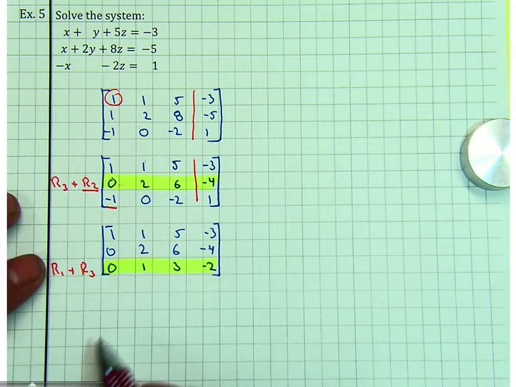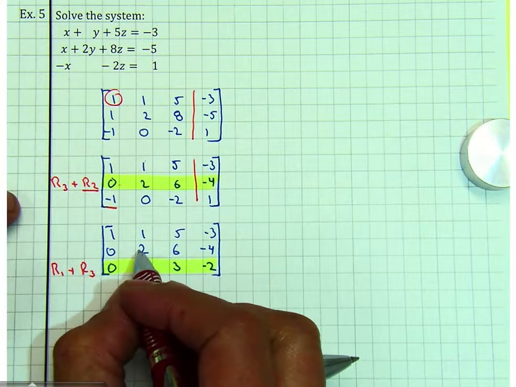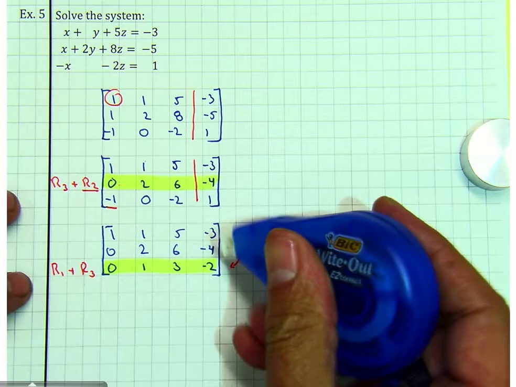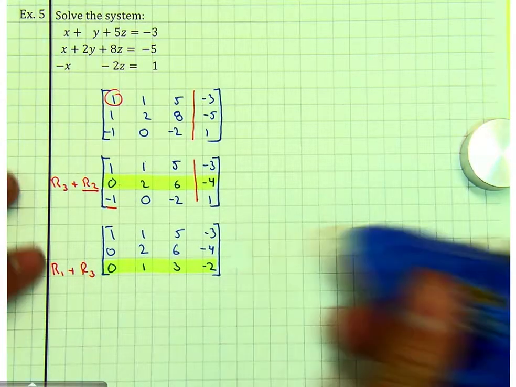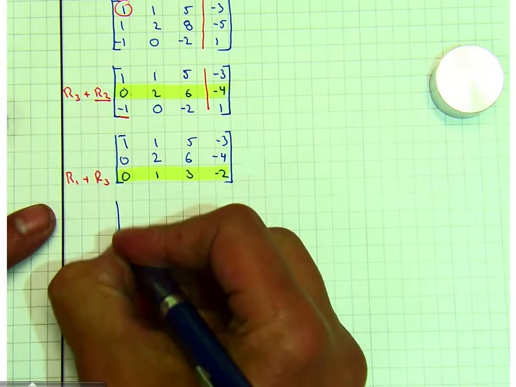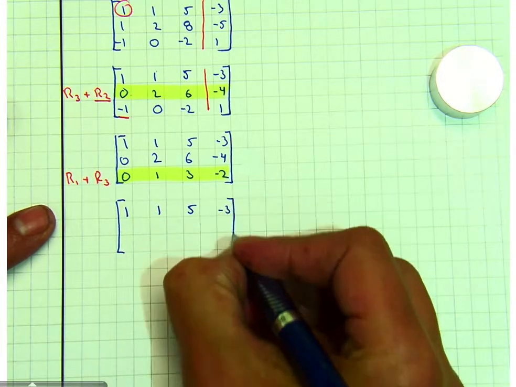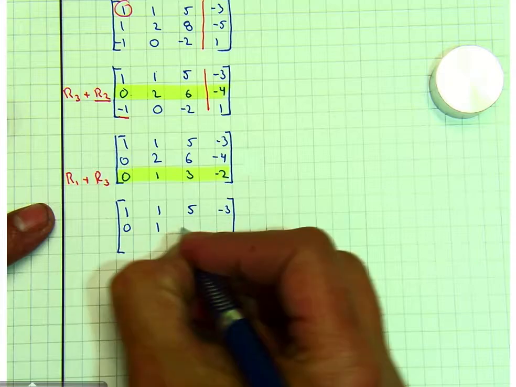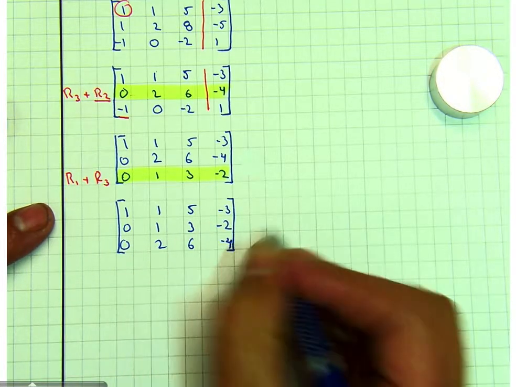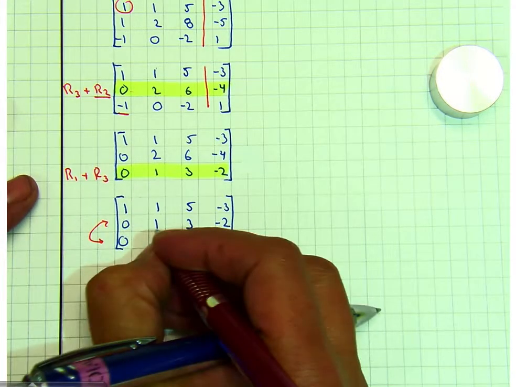Next, I want to make this a 1. So let me just switch them around. The notation will be on the next step, so let me just not write anything. So therefore, there'll be 1, 1, 5, negative 3, 0, 1, 3, negative 2, 0, 2, 6, negative 4. So I switch those two around. That way I have a 1 in here.